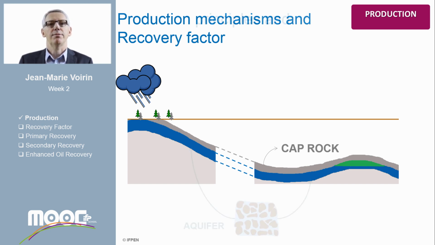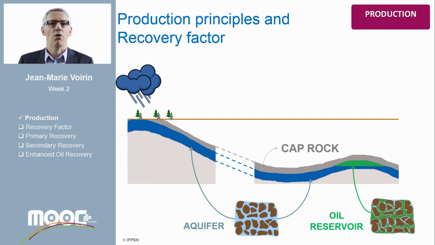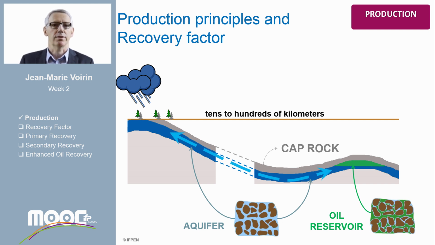Most of the porous and permeable layers are saturated with water. This is called an aquifer, except in the oil reservoir where oil is trapped. In this part, water was replaced by oil over geological times. Only unmovable water remains. The aquifer is or was connected in some way to the surface, as indicated by the blue arrow, over a distance which may be large.